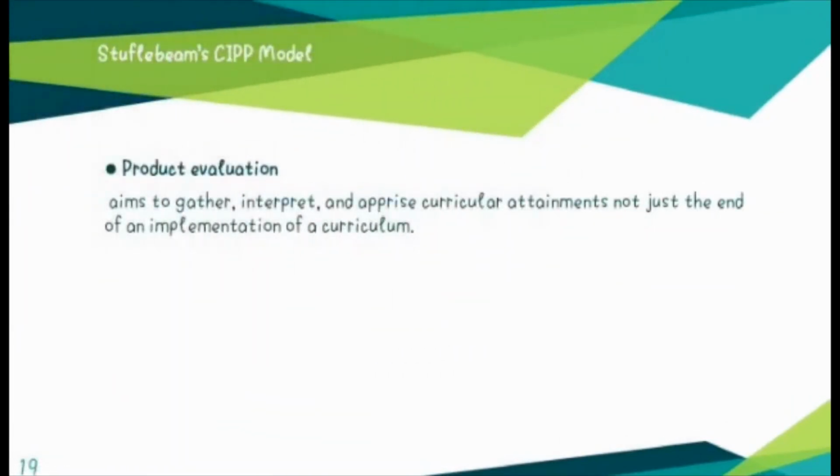Next is product evaluation. Product evaluation aims to gather, interpret, and appraise curricular attainments, not just at the end of an implementation of a curriculum. So product evaluation, this is the outcomes of the curriculum where we can know the impact and the effectiveness of the curriculum, and also how it sustained the needs of both teacher and students, and if there are any adjustments in the curriculum.